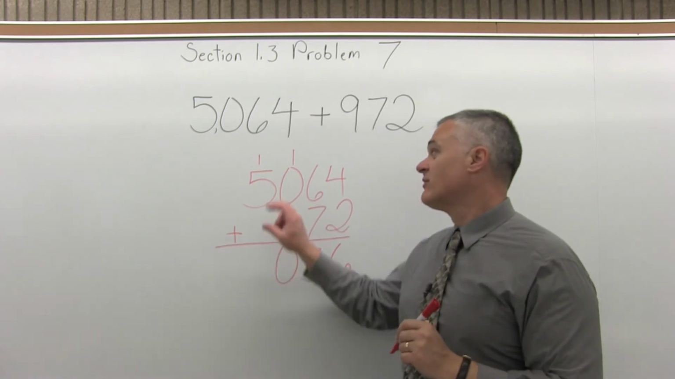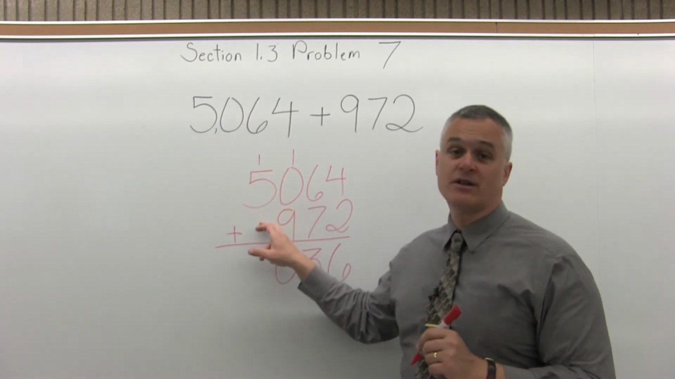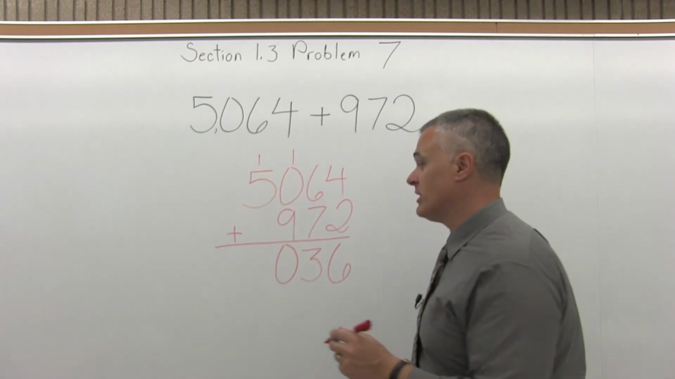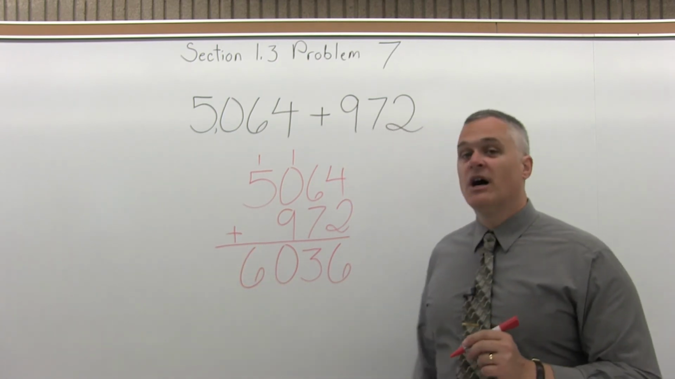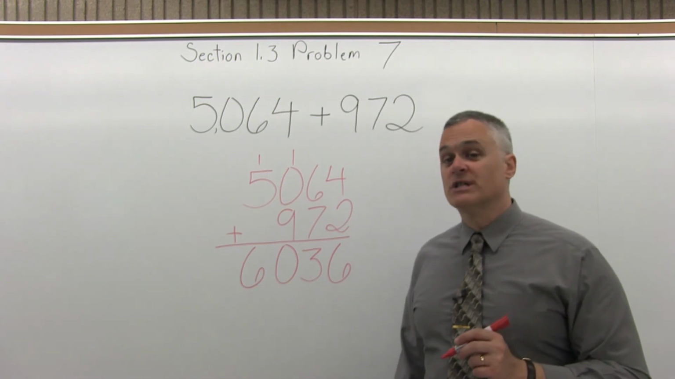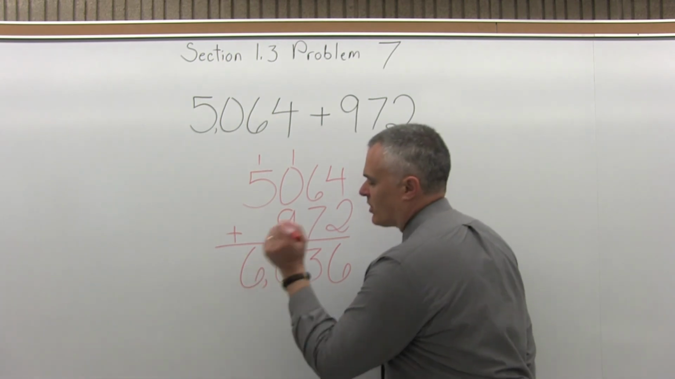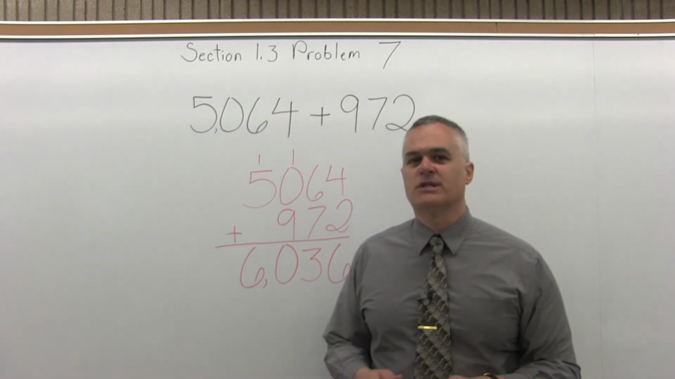And now I'm just left with adding 1 plus 5. There's nothing underneath the 5. I can just ignore that. 1 plus 5 is 6. And that gives me a final answer of 6,036. And if you like, you can always put a comma between the 1,000 and the rest of the digits.